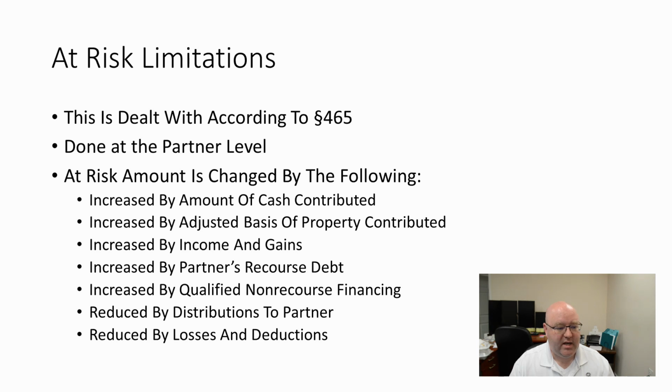It's also increased by income and gains. So if the partnership starts making money, the thought process is that as a partner you're entitled to that money, and if the partnership ends up going belly up, you're going to lose that income and those gains that you have acquired and already paid taxes on. And so the IRS, in order to prevent double taxation, is also going to allow that to increase your at-risk limitations. It's also going to be increased by a partner's recourse debt. Now, if you remember when we talked about this in a past video, where we talked about various types of loans, we had recourse, non-recourse, and qualified non-recourse mortgage financing.